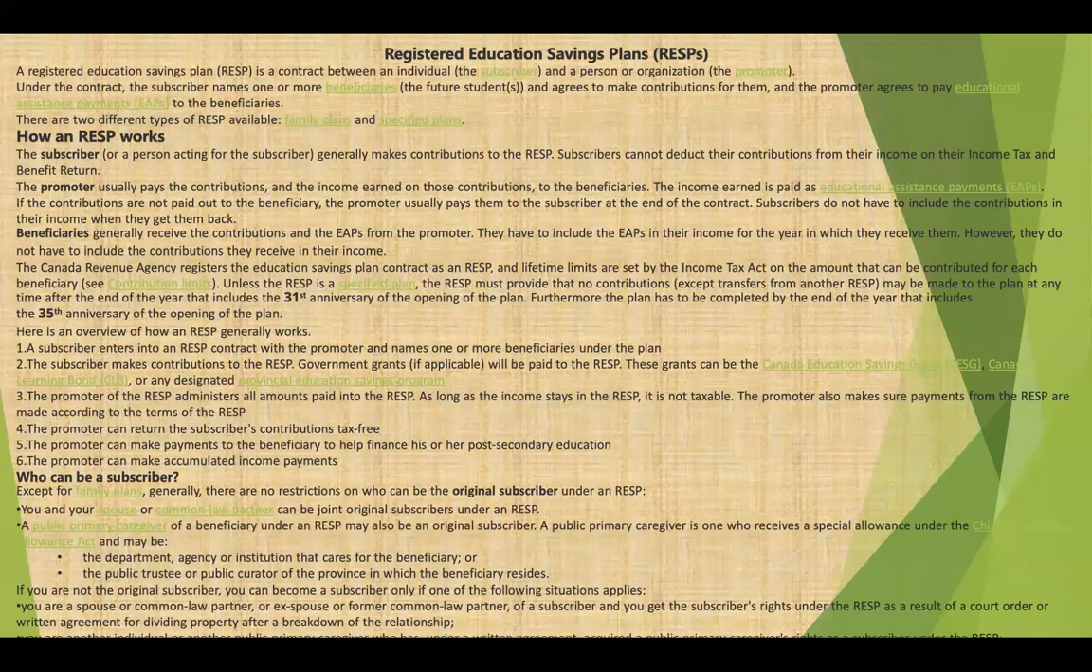So who can be a subscriber? Except for family plans, there are no restrictions on who can be the original subscriber under an RESP. You, your spouse, your common-law partner can be a subscriber. A public primary caregiver can be a subscriber. And the department and the agency that care for the beneficiary can be a subscriber. If you're not the original subscriber, you can become a subscriber only if one of the following applies. You or your spouse or your common-law partner or your ex-spouse or common-law partner subscribed and got the subscriber rights under the RESP.